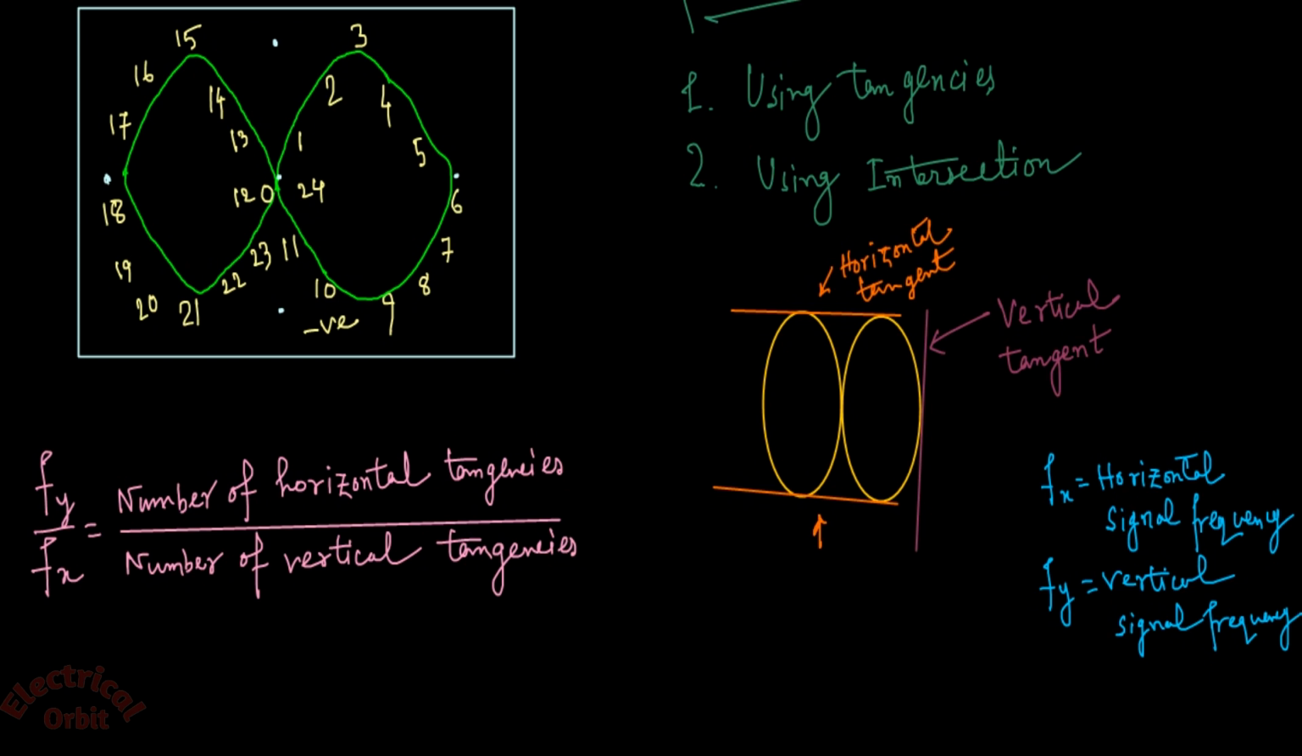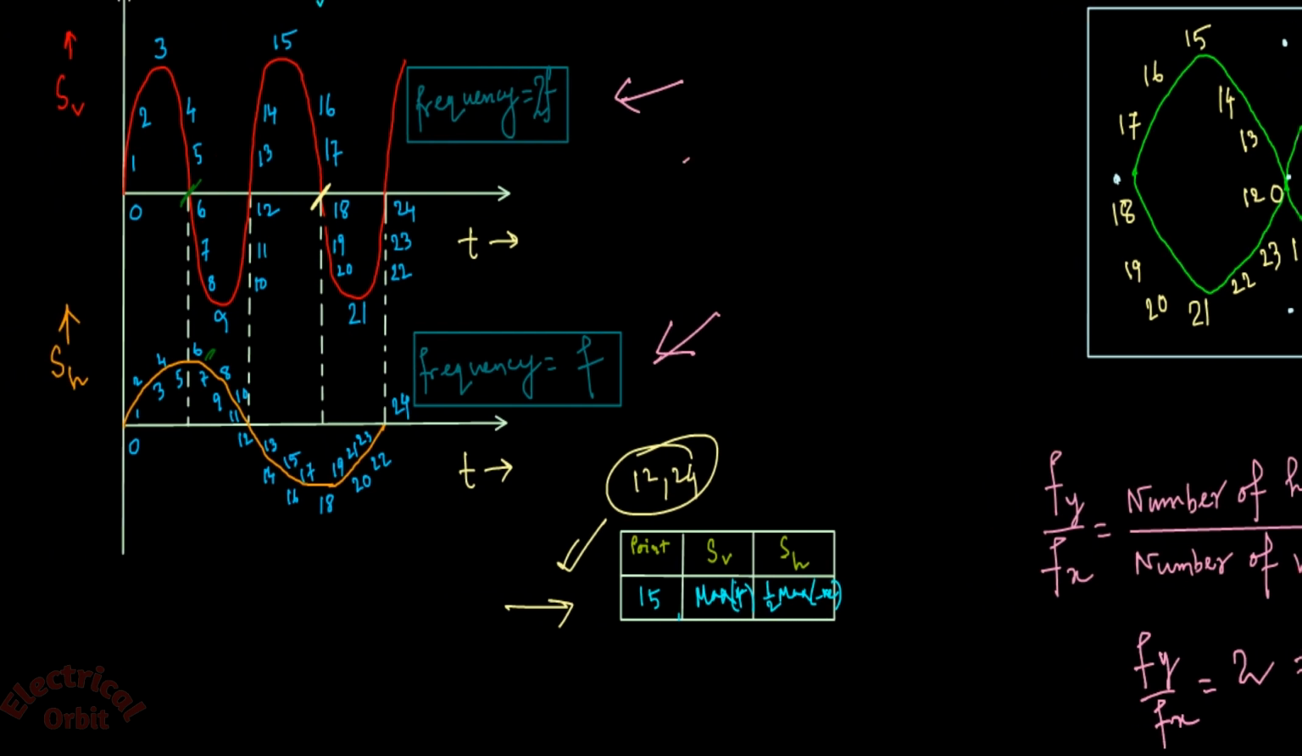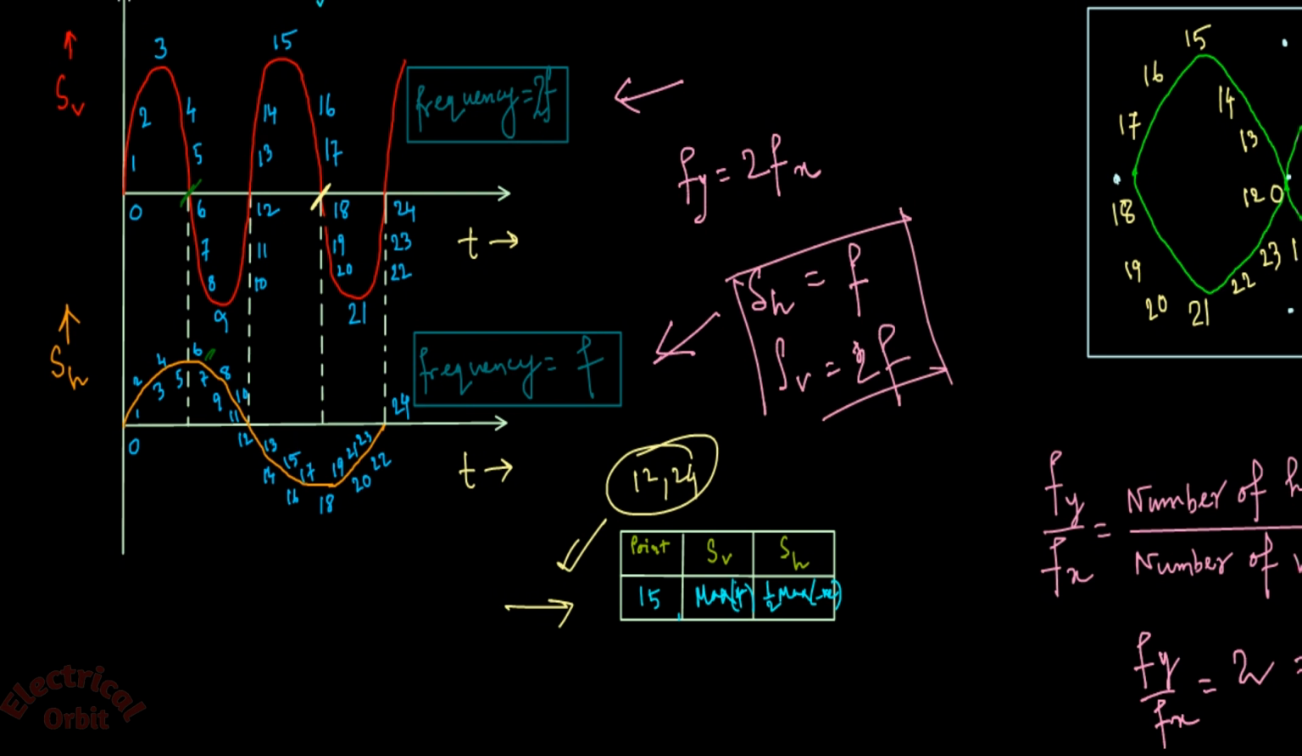So how many horizontal tangencies have we found? It is equal to 2. And how many vertical tangencies have we found? It is equal to 1. So we can write fy by fx is equal to 2. That is the same thing we assumed when we drew the SV and SH waveforms. Here we have found fy equal to 2 fx. Same thing here: SH is equal to f and SV is equal to 2f. Hence it is proved, that means our technique is right.